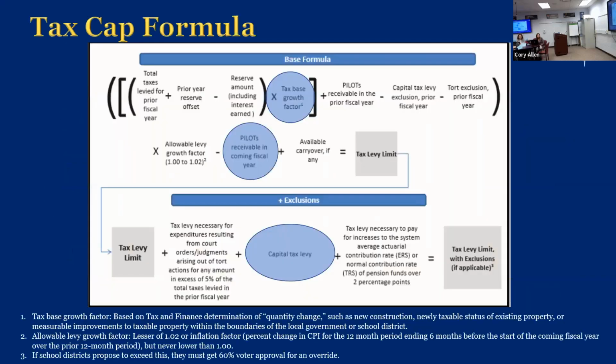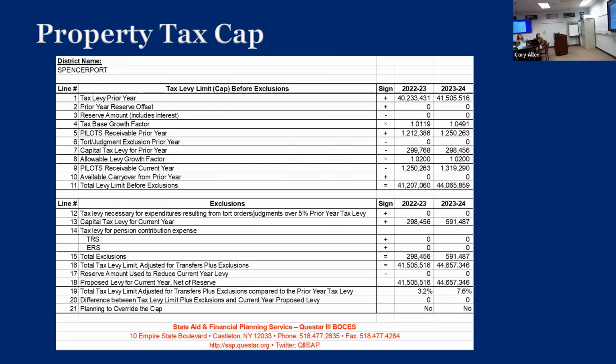Okay, here's the tax cap formula. Not going to go through all of it with you. Oh, unless you want me to. Please. Okay. Items that we're going to have to keep track of: tax-base growth factor, PILOTs, capital levy exclusion. So here's our calculation. We start with the prior year levy, 41.5. If you look at the tax-base growth factor, line item number 4, we went from 1.01 to 1.04. That thing is jumping off the charts. What's causing it?